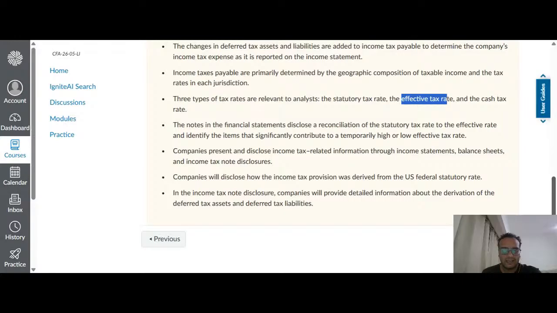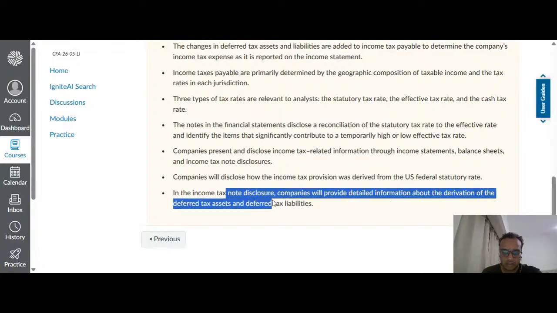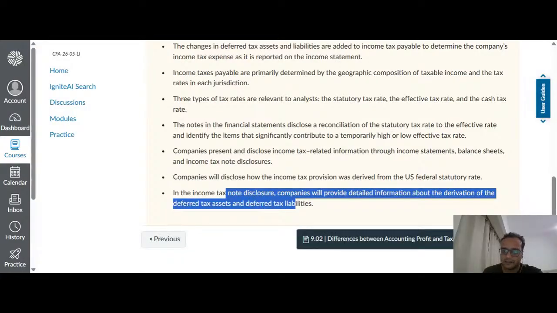Companies present and disclose income tax related information through income statements, balance sheets, and notes. Companies will disclose how the income tax provisions were derived from the US federal statutory rate in the income tax disclosure. Companies will provide detailed information about the derivation of deferred tax assets and deferred tax liabilities.